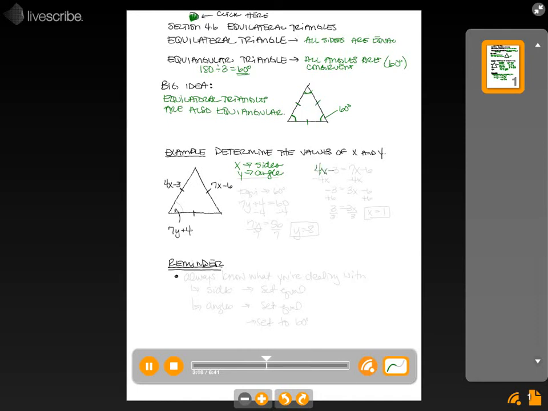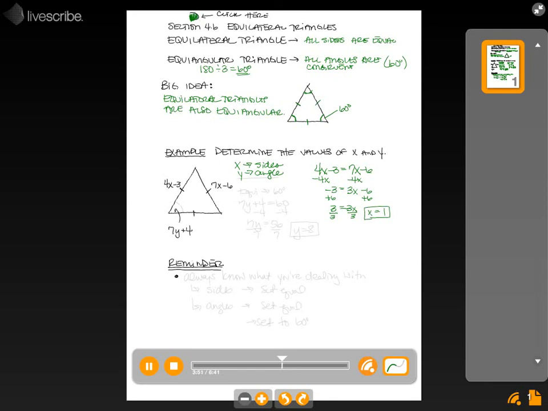So we'll say 4x minus 3 equals 7x minus 6. Okay? Again, they get set equal because the sides are congruent. Congruent means they're the same. They have to be the same distance, so they have to be equal to each other. Okay? Now we solve it like we normally would. Let's subtract 4x. Because this negative 3 equals 3x minus 6. Add 6 to both sides. So 3 equals 3x. Divide by 3. X is 1.